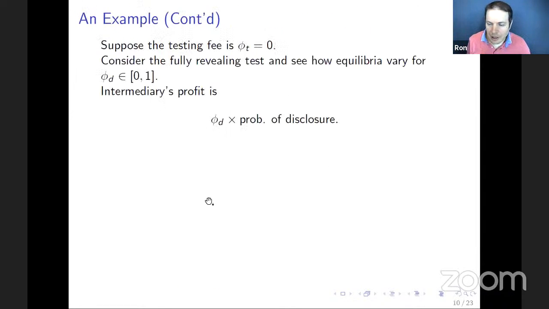Okay, so let's shut down the testing fee, because it's not needed to show this feature of the exponential distribution. We're still considering the same binary value distribution. It's either 0 or 1 with probability half. Now the intermediary is going to use only a disclosure fee. Okay. And let's also start with a fully revealing test. So the test says 0 if the asset value is 0, 1 if the asset value is 1. And we're going to consider the different equilibria of the test for varying disclosure fees, between 0 and 1. Right? Now the testing fee is 0, so if the asset is tested, what's going to be the intermediary's profit?